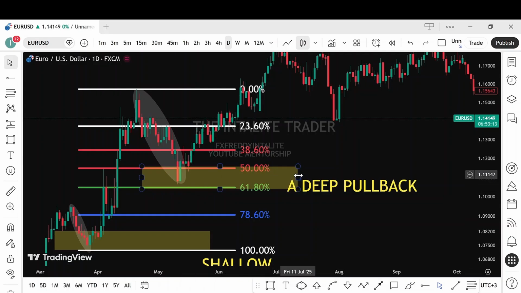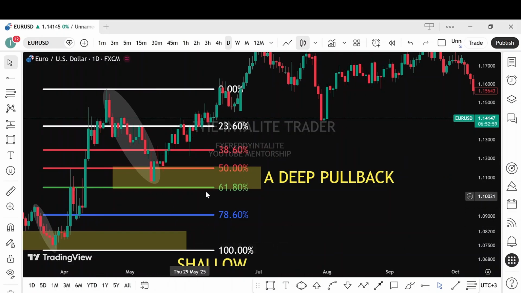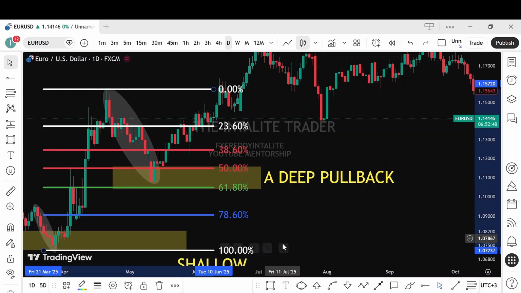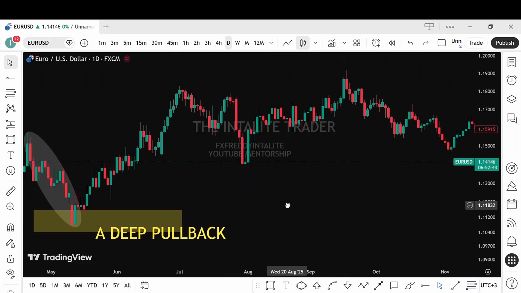So here in trading, you set rules and tell yourself that if price doesn't come back to the level, or if price doesn't do this, I don't take a trade. So you wait for price to come into your zone. If you say, I wait for price to come to 38, then I'll take a trade. The rules you set are the ones that are going to save you. So this is called a deep pullback.